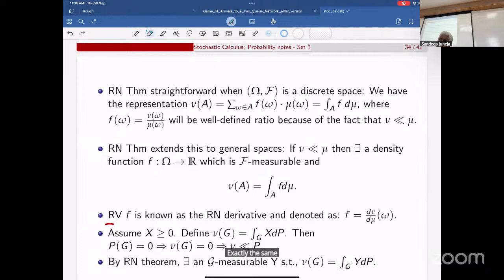Exactly the same argument that we gave before. Because if we have F1 and F2, then F1 must be equal to F2 almost surely. Okay. So now you have this, right? I'm not going to prove this result. You kind of know what we are trying to do here.